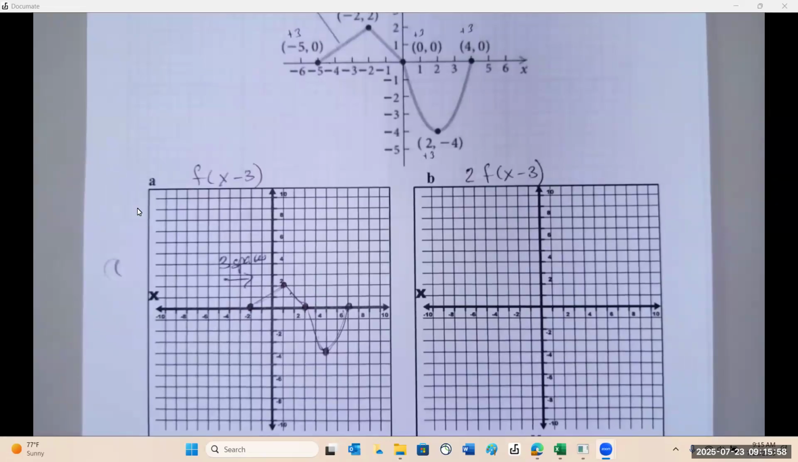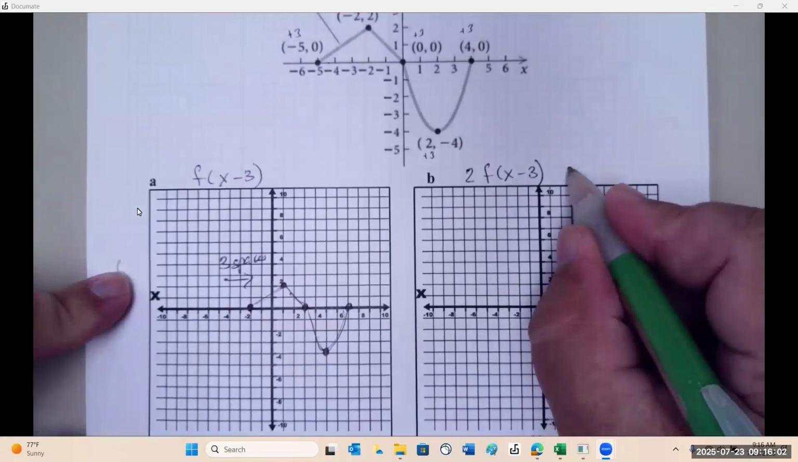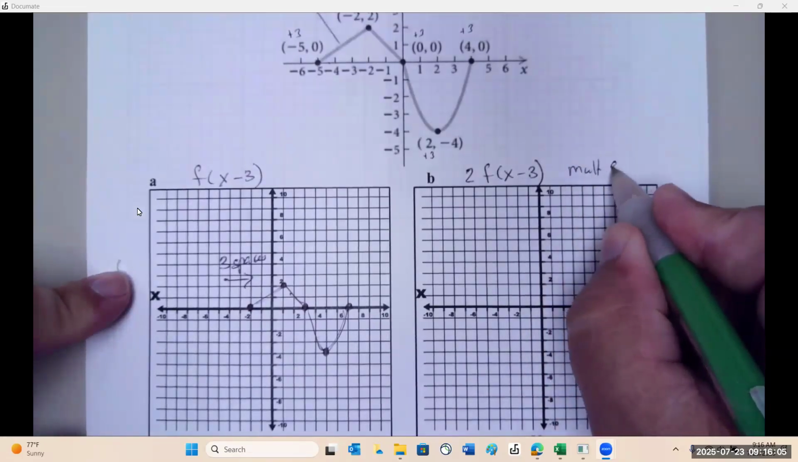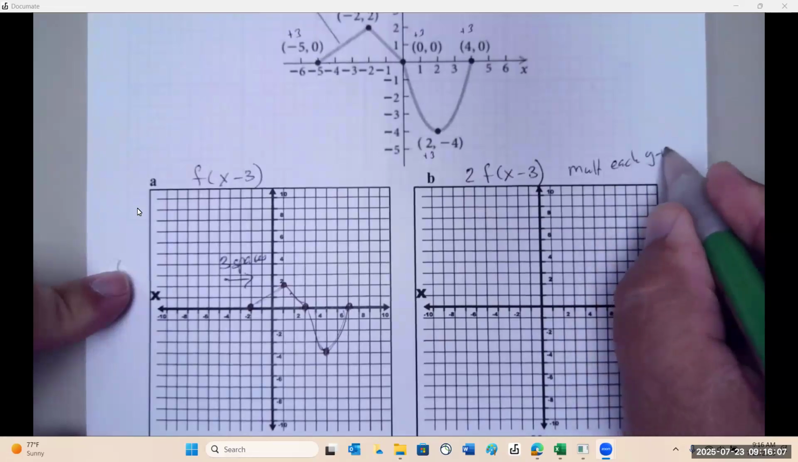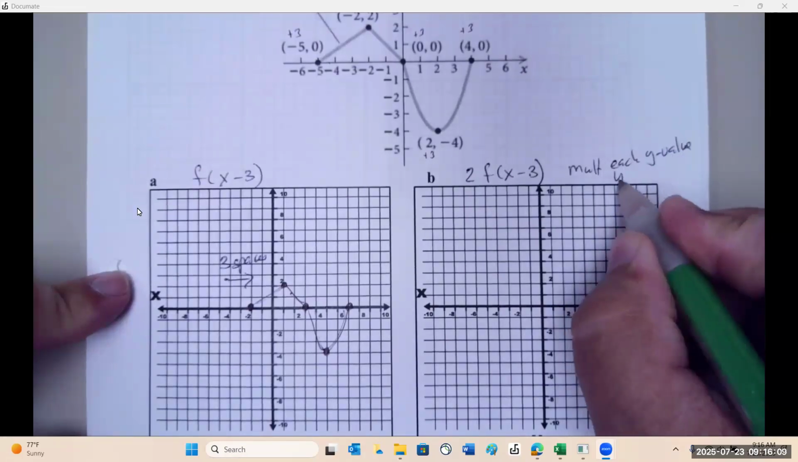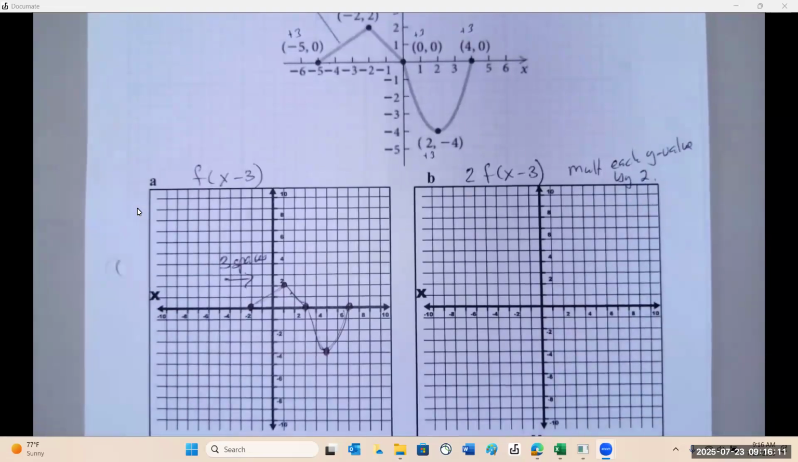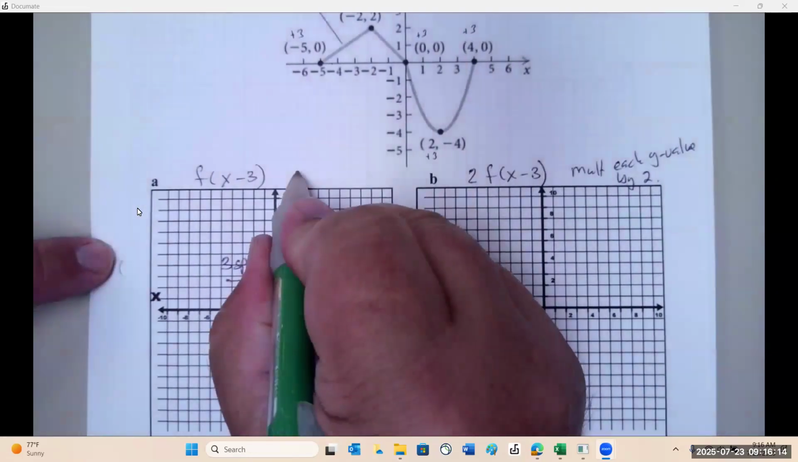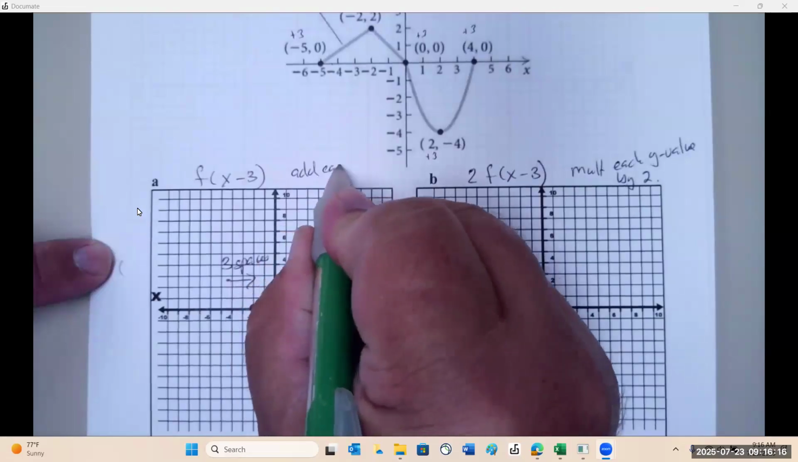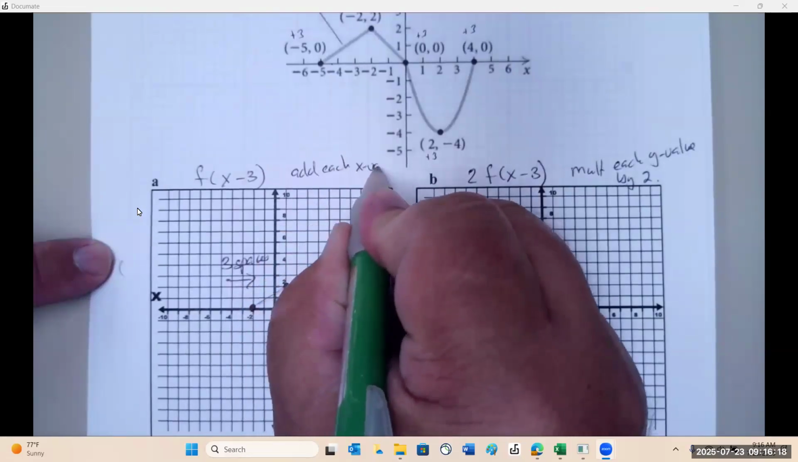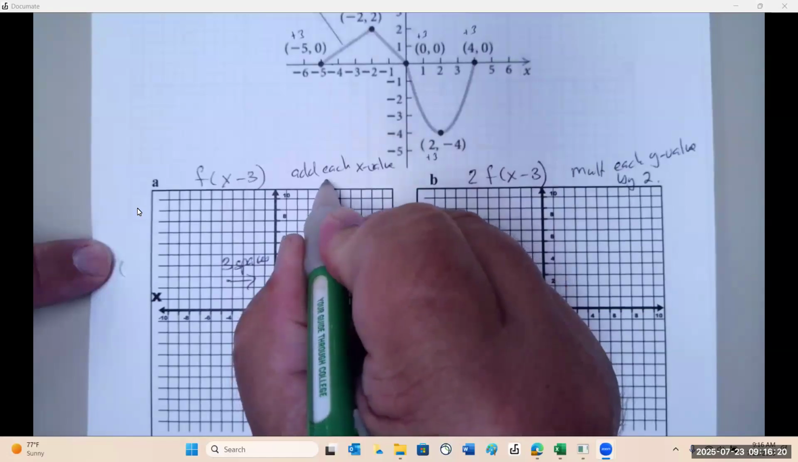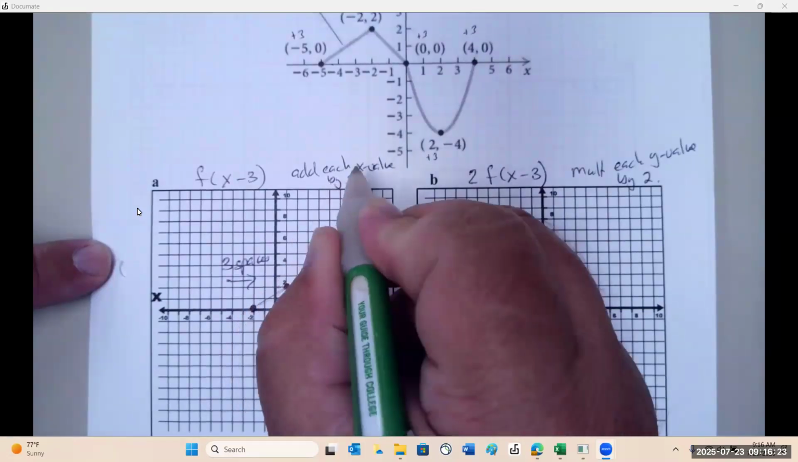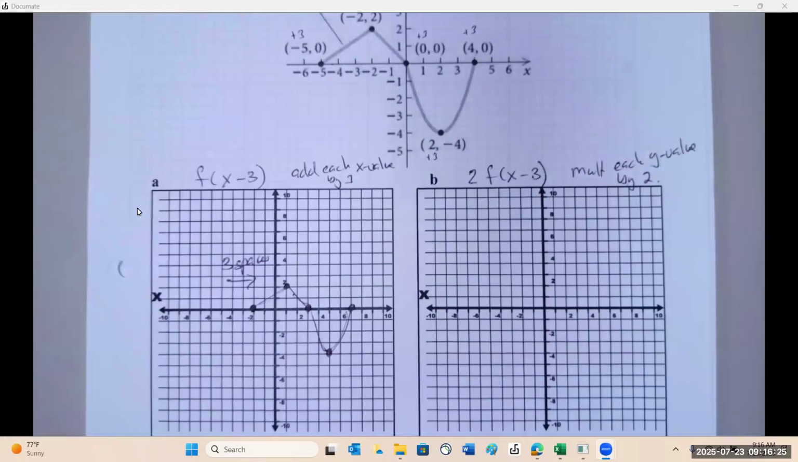The y value. Because it's vertical, I only change the y values. So here, I multiply each y value by 2. Just treat the signs and the numbers separately. That is one thing I have to break you guys of.